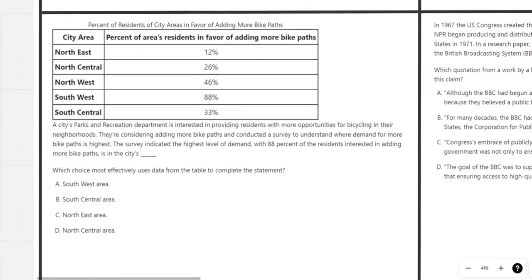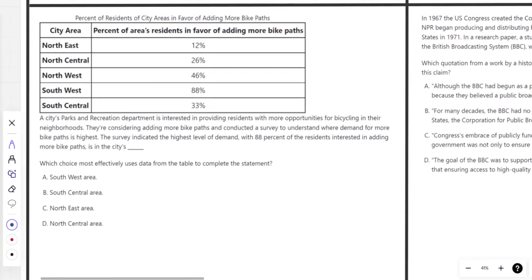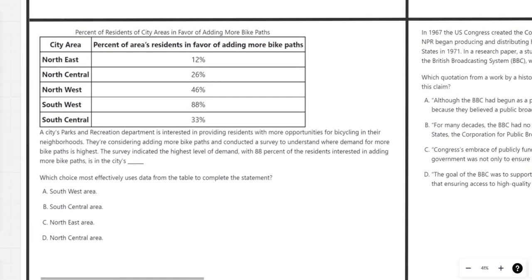All right, let's move on to this reading question, although it is more like a data analysis. I'm going to skip that reading for now and just go to the question statement. It says the survey indicated the highest level of demand, with 88% of the residents interested in adding more bike paths, is in the city's blank. Which choice most effectively uses data from the table to complete the statement?